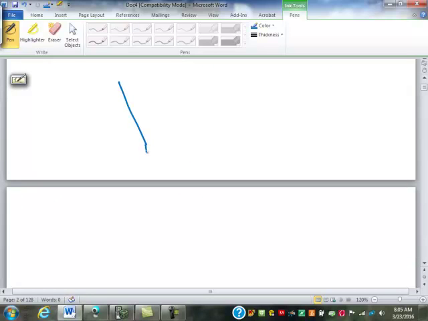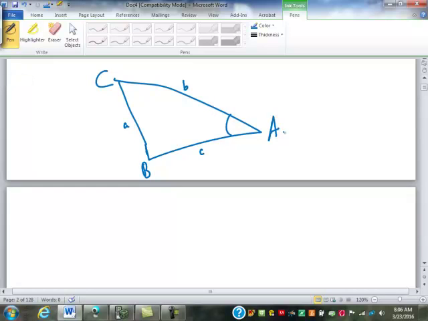Next. So A, B, C. For a third example, what did I give for angle A? I didn't write it down? Anybody write down the third example? What did I give you for information? A is 34. Side A is 7. Yep. Side B is 15. Okay.